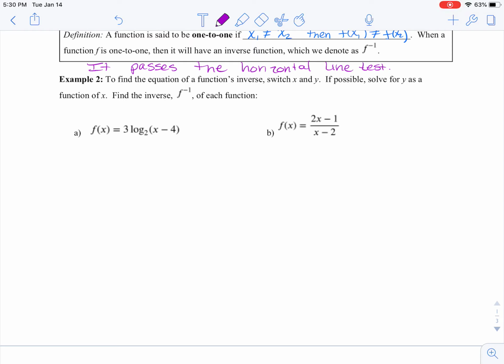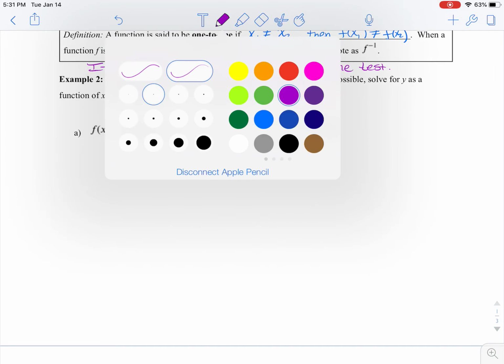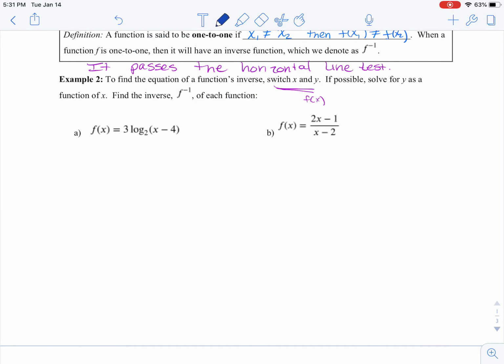So example 2 here tells us how we find, if a function is 1-to-1, how we find the inverse function. And so our first step is to switch the x and the y. Remember, the y comes from f of x. And then solve for y. So let's go ahead and do that here.